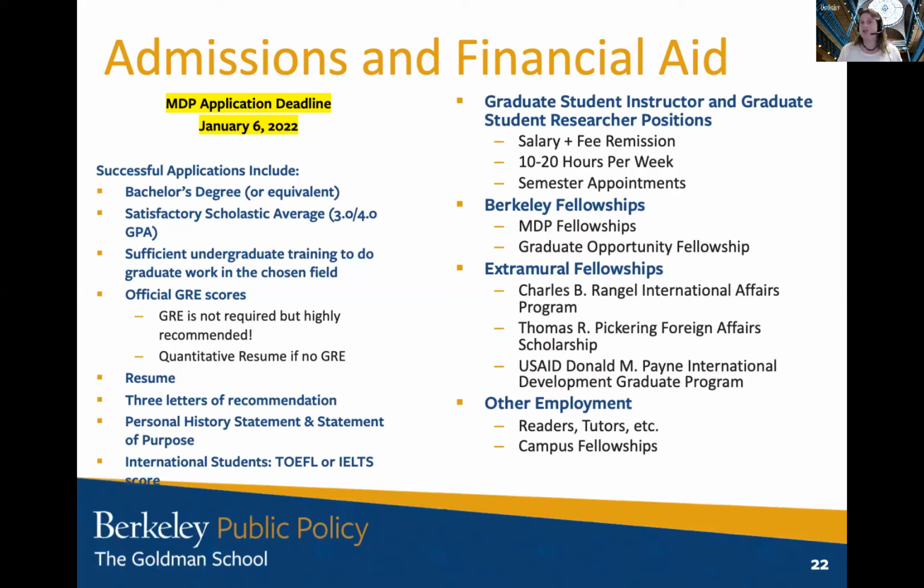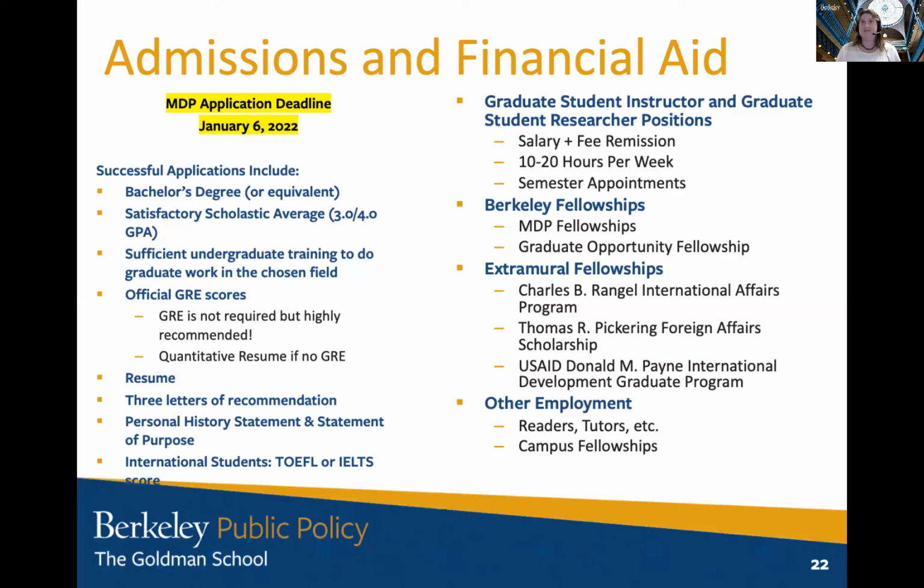So with either a GSI, graduate student instructor, or a TA, or graduate student researcher, or RA positions, you get a salary plus a fee remission, depending on how much your appointment is. Your work will be 10 to 20 hours per week, and they are usually semester-based appointments. So you can potentially teach or research for a specific class or center in one semester and either continue with it or do something else in the next semester, depending on your own interests.